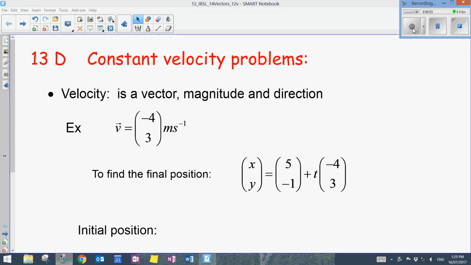Hello, IB. We're going to take a look at 13D today, which is all about constant velocity problems.